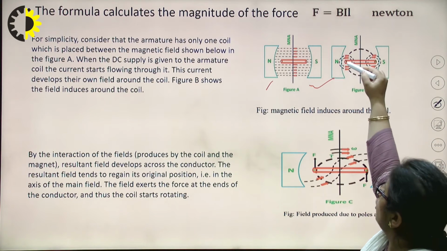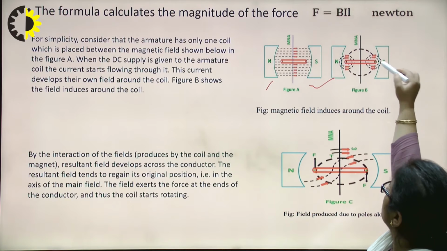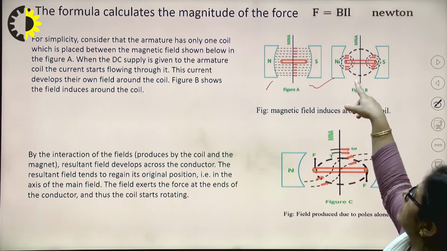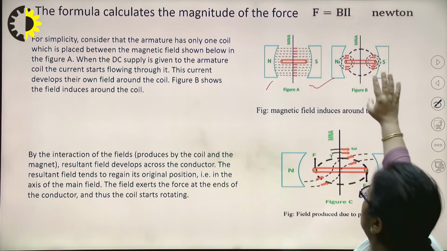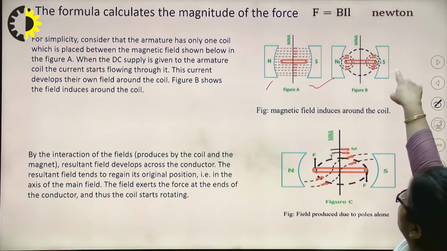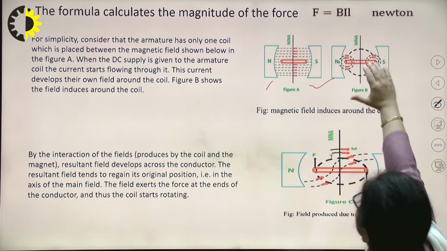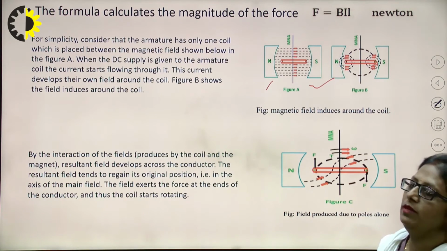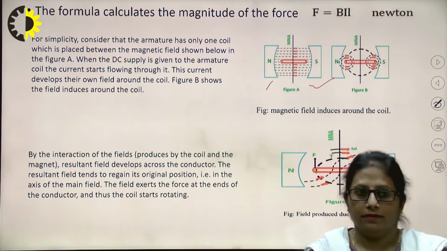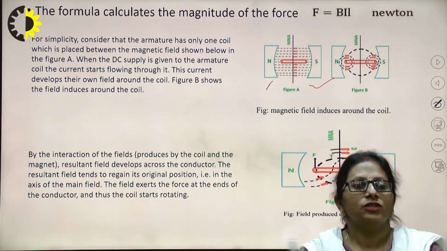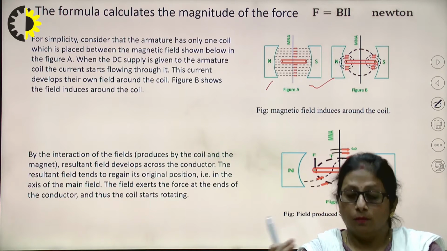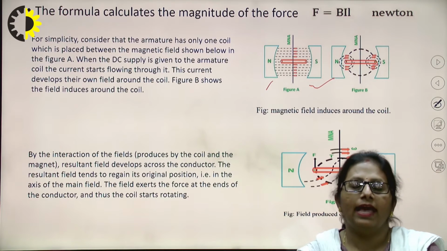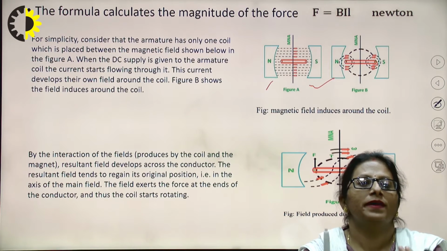Right here it's dot and here it's cross, right? So according to that, the field created by this would be, obviously, if you just see here, this is inward, this is outward, right? So it will be like this and it will be like this. So I'll be having the field being created by the current carrying conductor. Now, by the interaction of the fields, which are the two fields? One is the field produced by the coil and another is the one which is produced by the magnets.